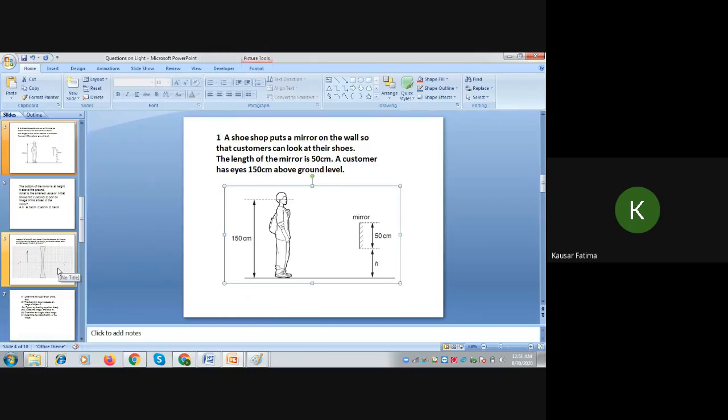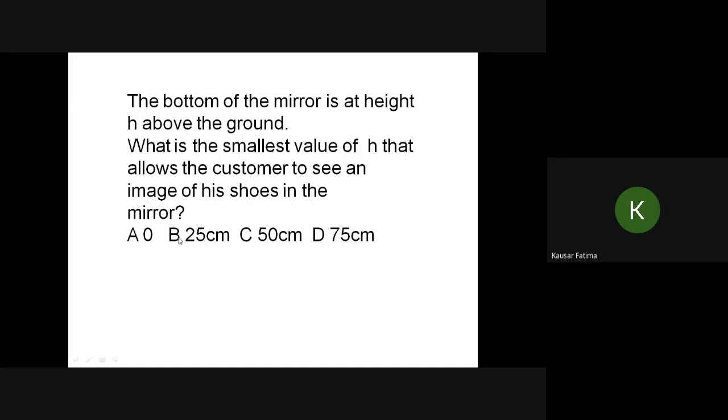Now let us solve the next question. So here the answer is B.